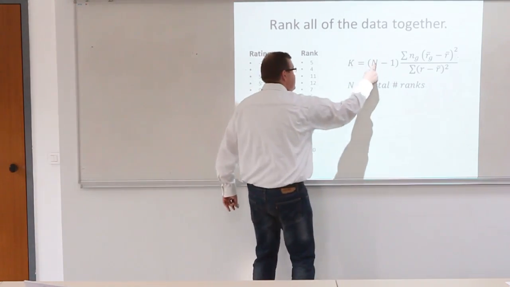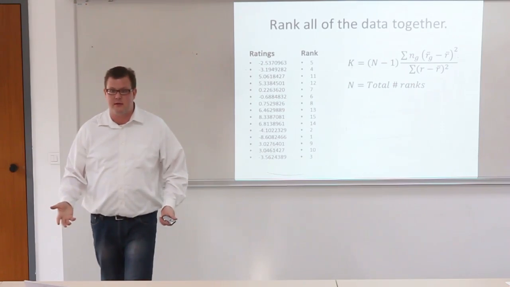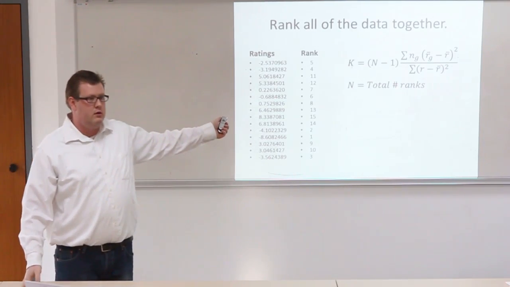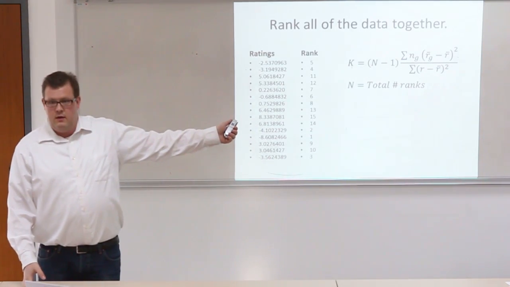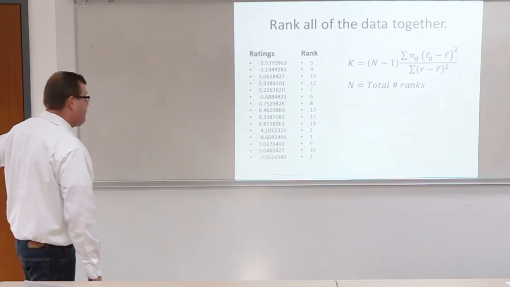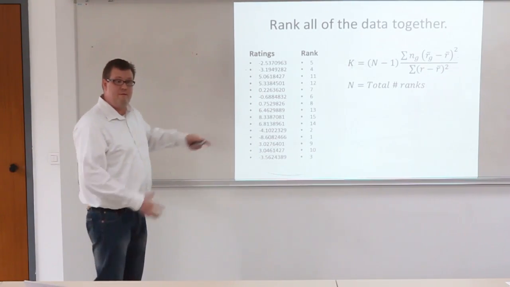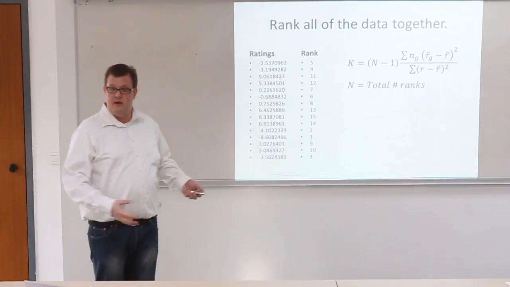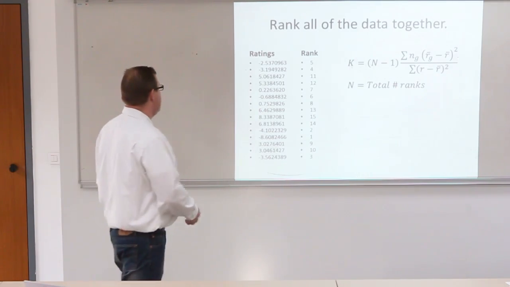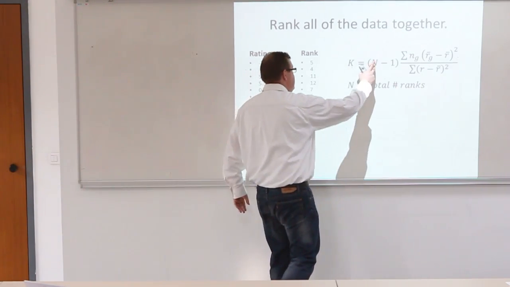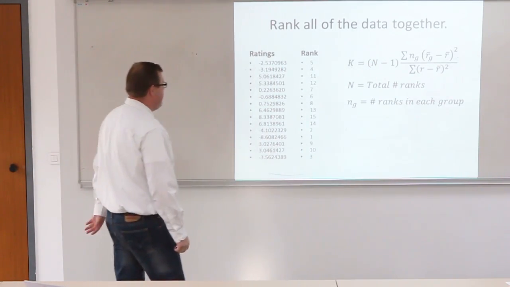So N here, this is the total number of ranks. How many ranks do we have total? 15. We have 15 ranks, right? We have 15 observations, or just the total number of observations. So this is going to be 15 minus 1.